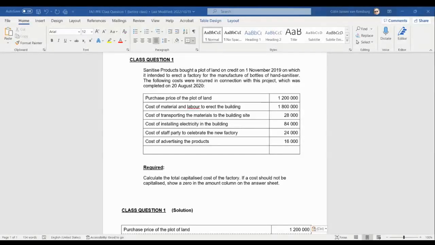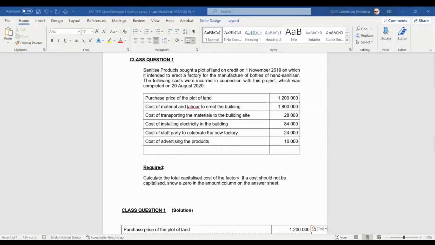Yes, thank you, Tamarin. You're quite correct. Yes, thank you, Sisanda. Quite correct. It is a necessary cost, right? Because if we do not buy the material, and if we do not incur the labor cost, then that factory is not going to erect itself, right? So without incurring the cost of the material and the cost of the labor to actually construct that building, it is impossible for that building to eventually be realized.